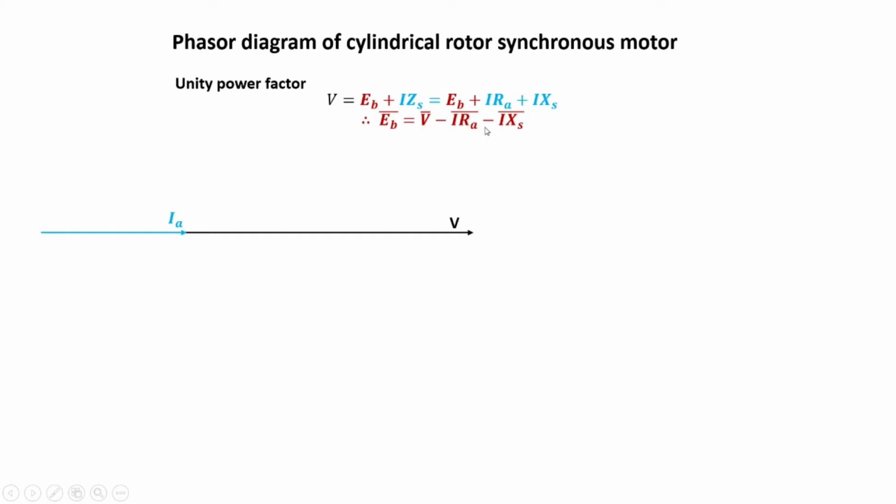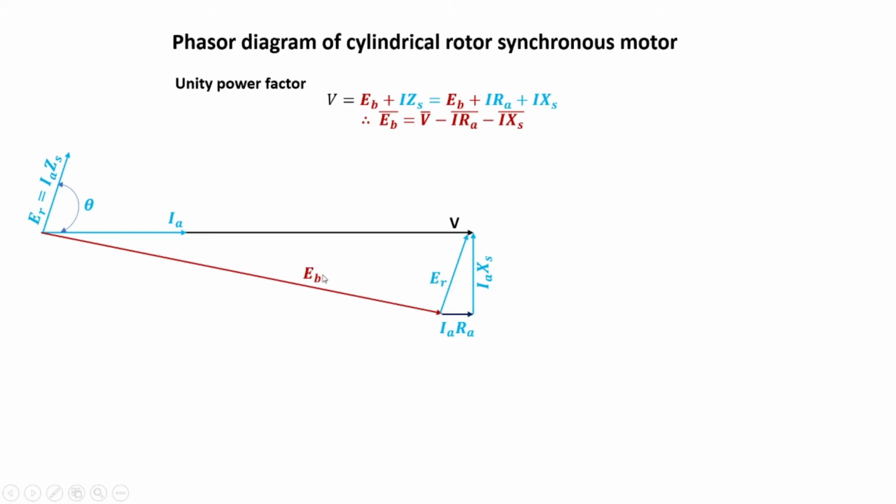First of all, let's subtract I into XS phasor, which is leading IA by 90 degrees. So from the tip of V, we need to draw I into XS, which is leading IA, that we need to subtract. So this is the IAXS phasor. Again, we need to consider the IA into RA phasor, which is drawn parallel to armature current, that we need to subtract from this. The resultant of IARA and IAXS is ER, which is equal to IAZS, which leads armature current by an angle theta. Now V minus IAXS minus IARA gives the back EMF EB.